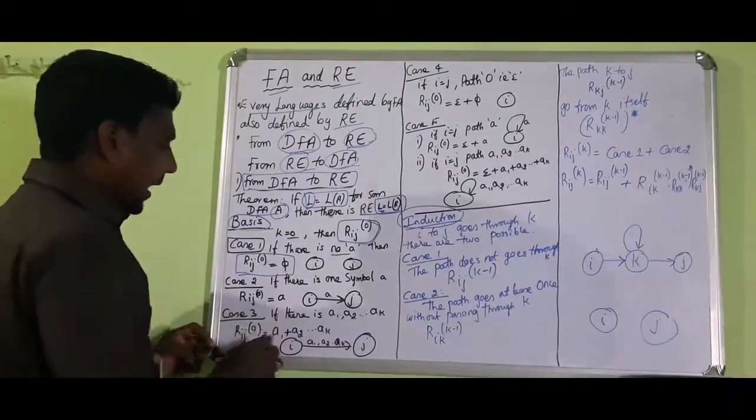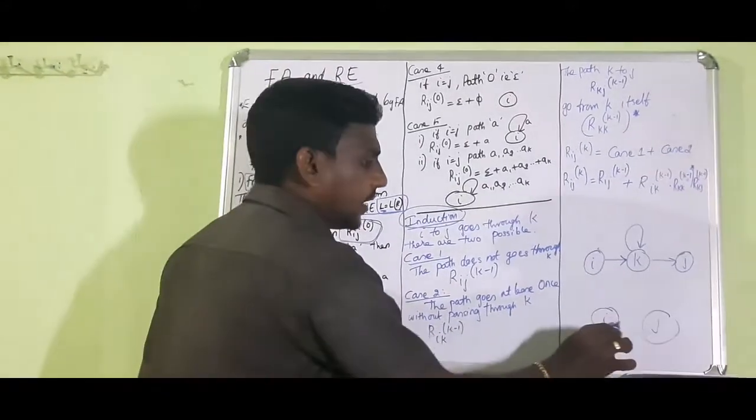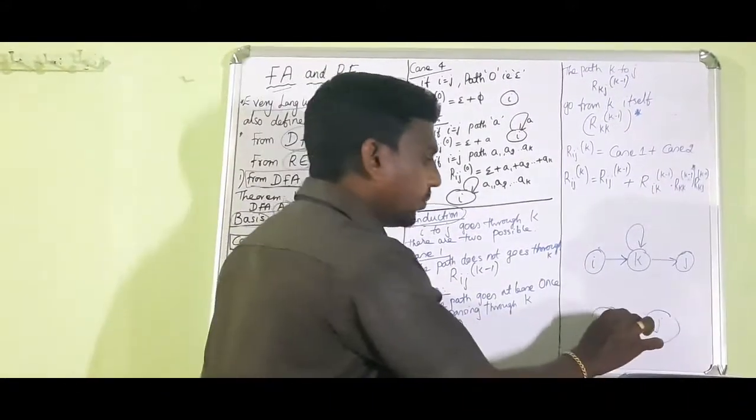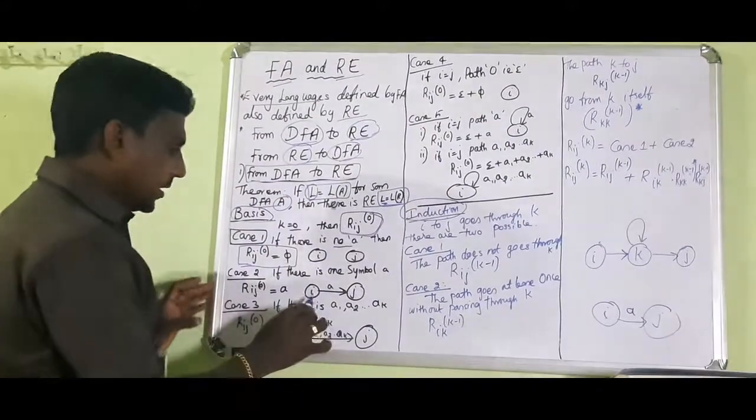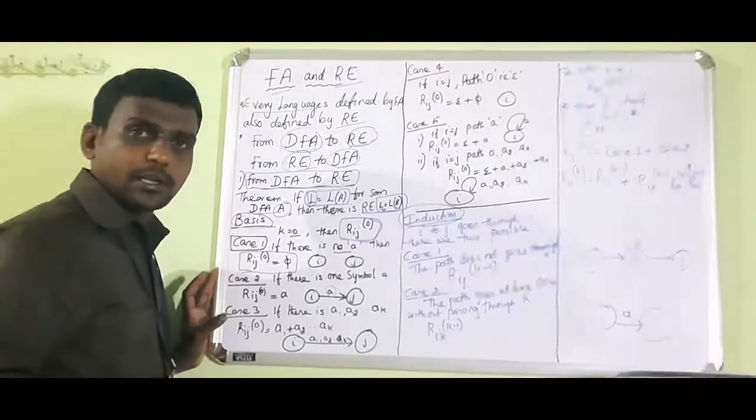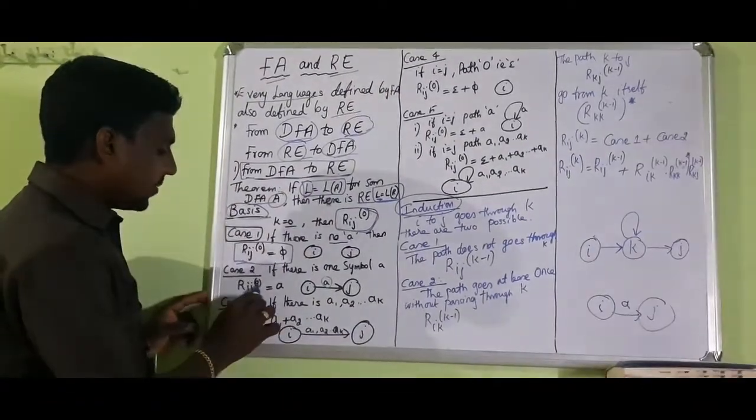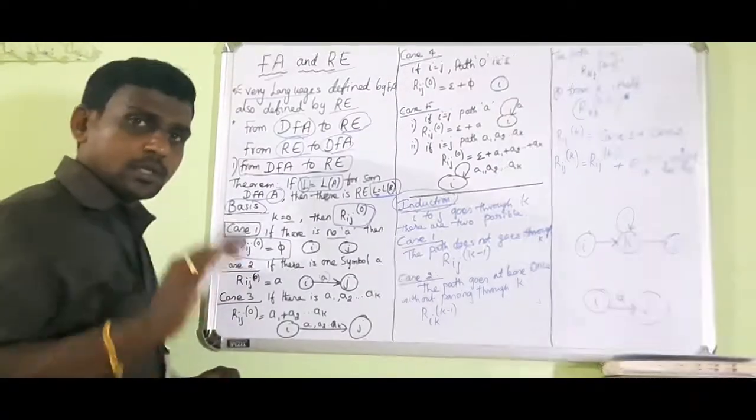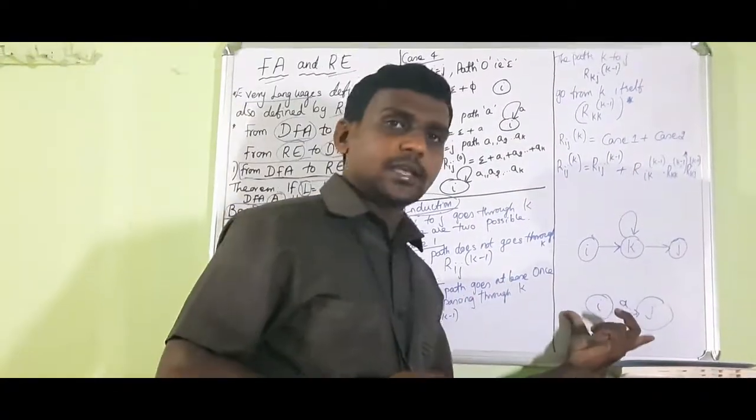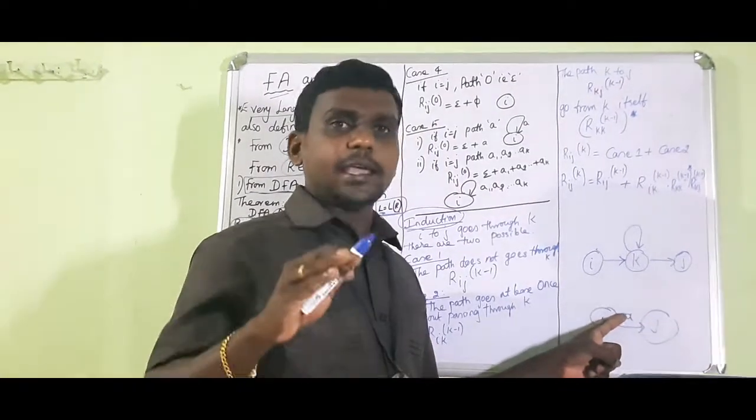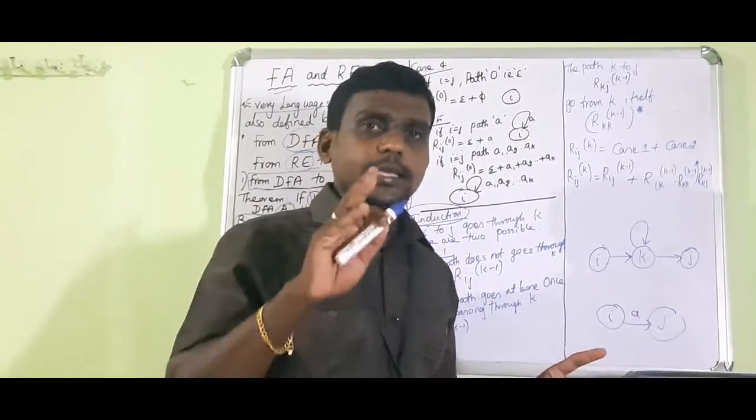And the same thing, if there are two states but it reads one input a. See, there are two states, but it reads one input a. So how do we represent the regular expression? R ij power 0 equal to a. If the diagram is like this, you have to tell the regular expression. If it reads a, R ij power 0 equal to a.